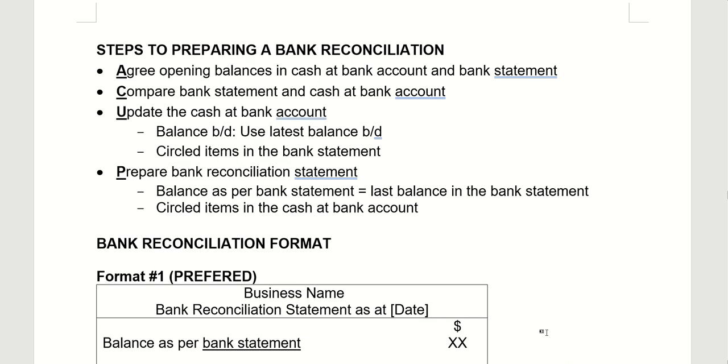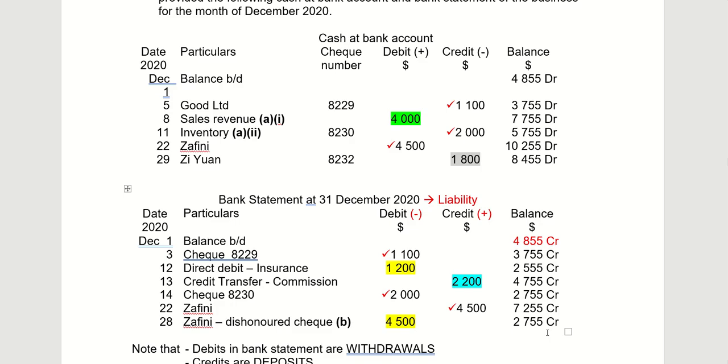The second step is C, compare bank statement and cash at bank account. If it's the same value, put a tick. If it's not the same value, you circle or highlight it. So I've also already done it. You can check your work here. The only funny thing is this.